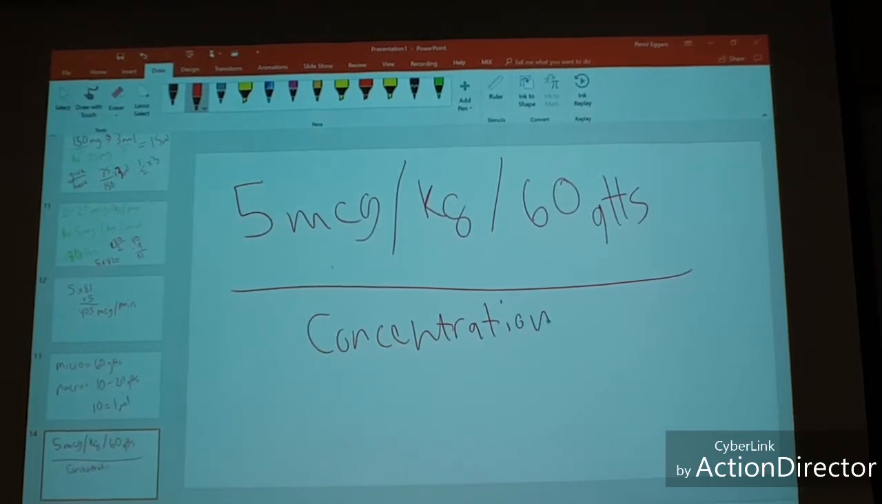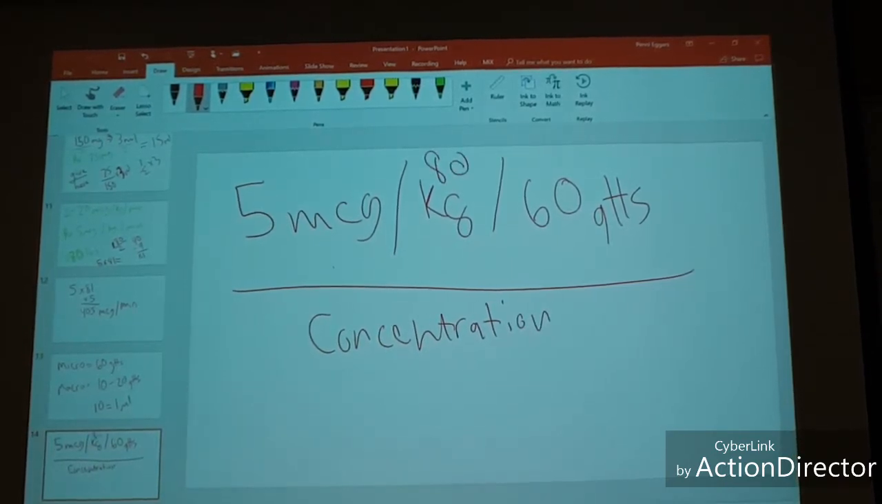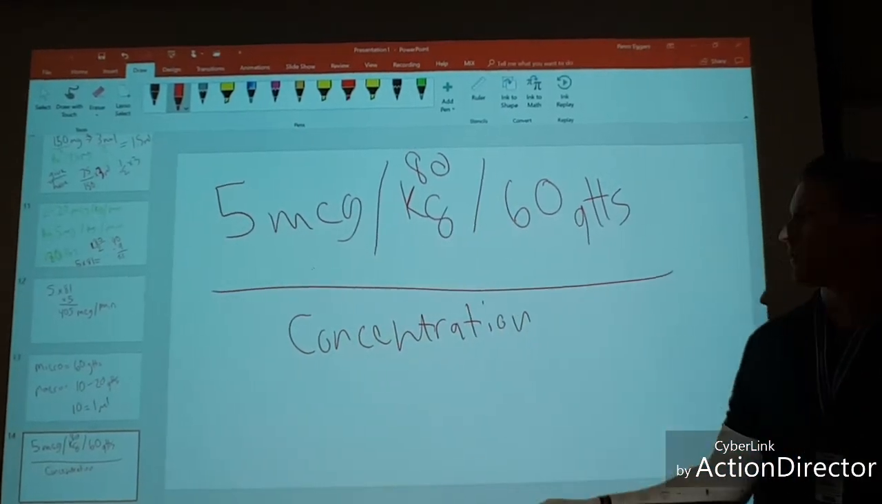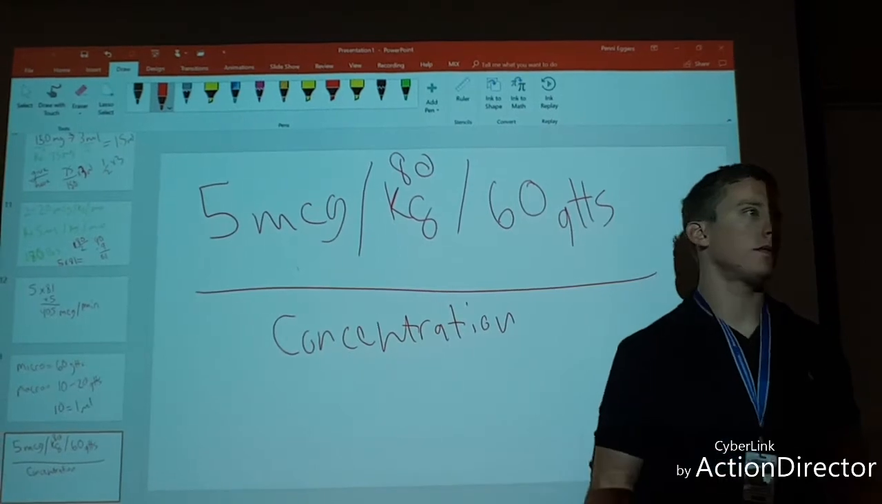You said 80 kilograms? Mm-hmm. I should write 80, huh? That makes sense, right? So 5 mics times 80 kilos times 60 over my concentration in my vial.